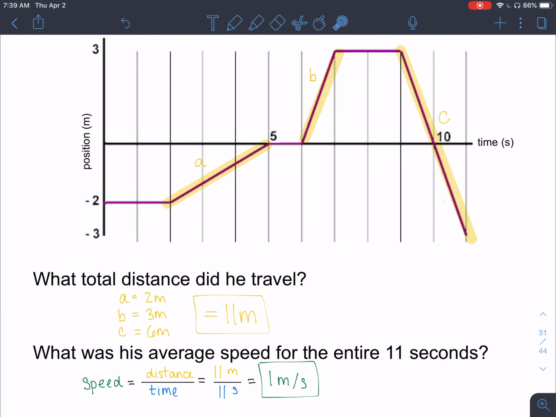Okay, for calculating the total distance, you don't need to add anything for any of the horizontal lines because there is no movement or no changing of positions. A was 2 meters, B 3, and the line segment C was 6 for a total of 11 meters traveled. And then the average speed, since we have the total distance already calculated, that is our numerator. Total time is 11 seconds, so the average speed was 1 meter per second.